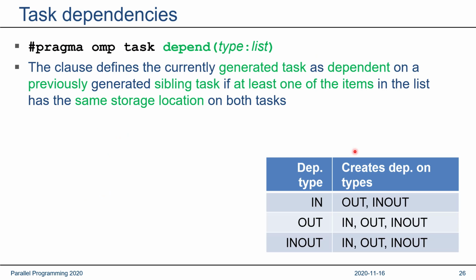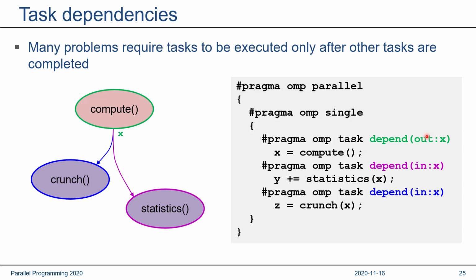Now, that's a very simplistic example, but of course, this is a very powerful concept. So what the depend clause actually does is define the currently generated task, so the one that you generate with the task construct, as being dependent on a previously generated sibling task. A sibling task is the one, simply speaking, that was generated in the same loop or the same single construct. And this dependency is valid if at least one of the items in the list has the same storage location on both tasks. So here in this simple example, we only had one relevant storage location, that was x. Of course, we could have more.